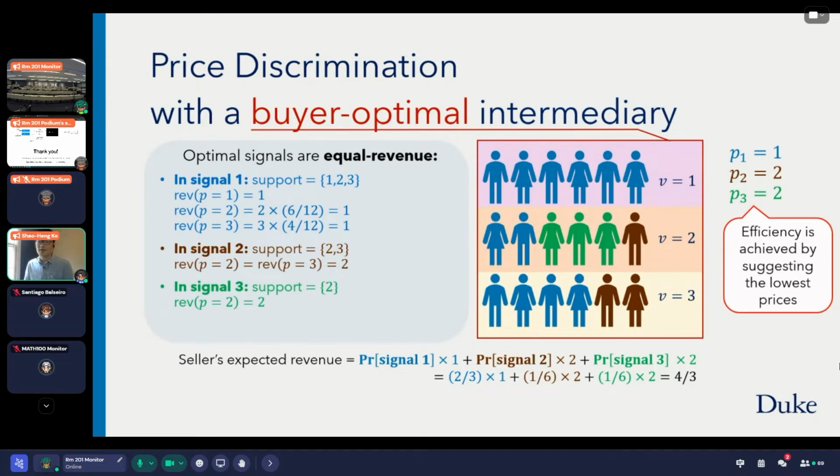And note that here the equal revenue signals are unique given the support set and don't depend on the probability values. So given such a powerful result, the question we're trying to answer in this work is whether or not it can be extended to more general settings. So specifically, is there also a buyer optimal scheme when the buyer has budgets or deadlines?